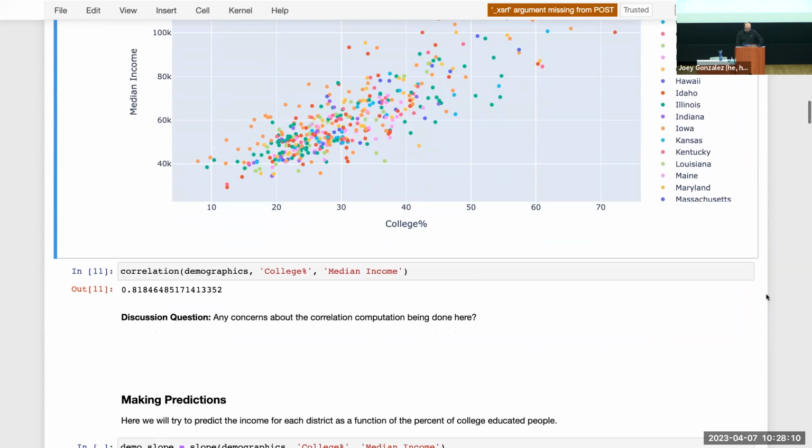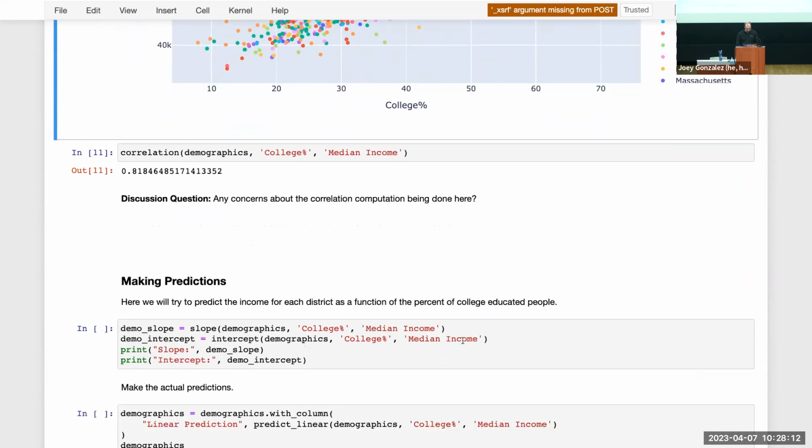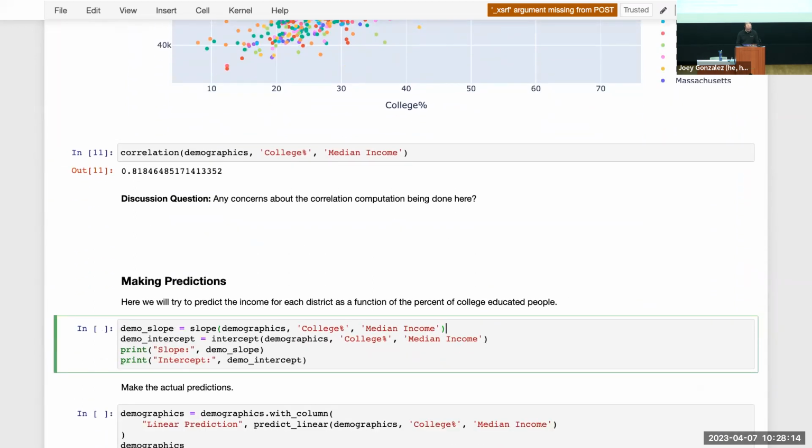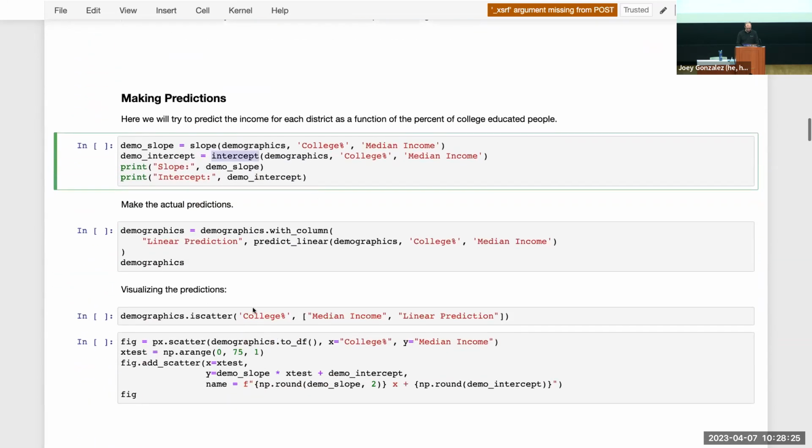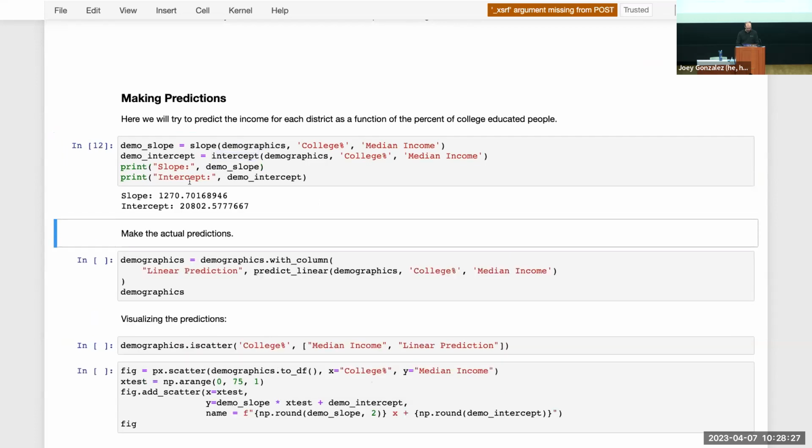All right, so we computed the correlation. Let's make some predictions. So I'm going to compute the slope. How does it work? My function takes a table and the column names, so college and median income. That's going to be the slope. This is going to be the intercept. Intercept, so you can all see it. Let's run it. All right, so what's the slope here? Slope is in what units? Dollars per percent college educated.